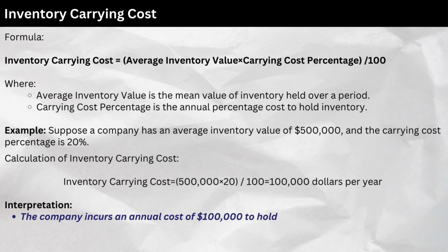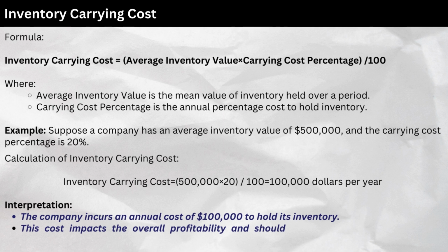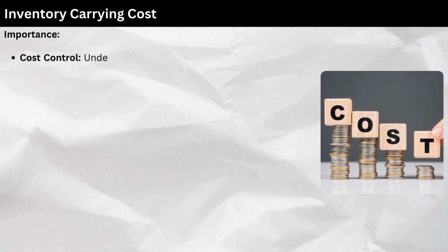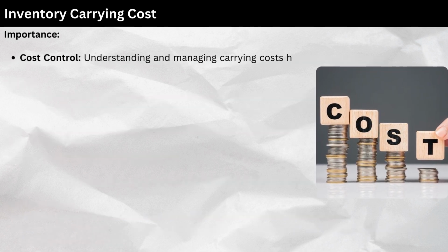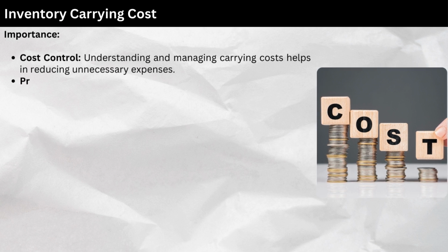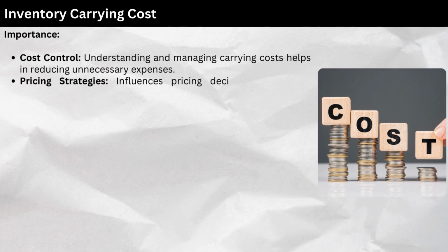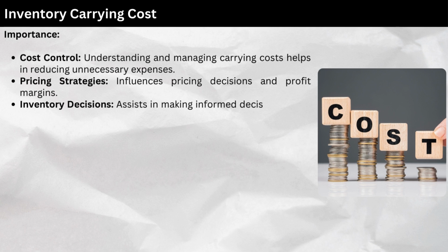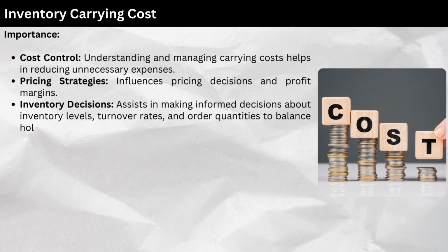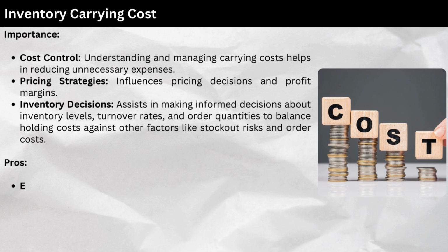Interpretation. The company incurs an annual cost of $100,000 to hold its inventory. This cost impacts the overall profitability and should be minimized through efficient inventory management. Importance. Cost control. Understanding and managing carrying costs helps in reducing unnecessary expenses. Pricing strategies, influences pricing decisions and profit margins. Inventory decisions, assists in making informed decisions about inventory levels, turnover rates, and order quantities to balance holding costs against other factors like stockout risks and order costs.